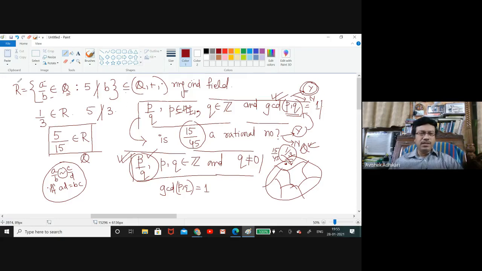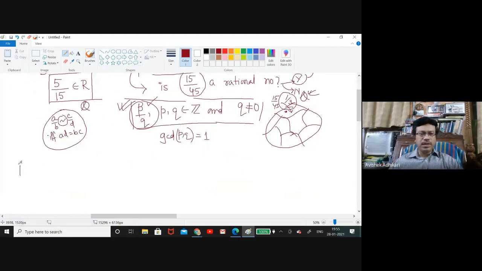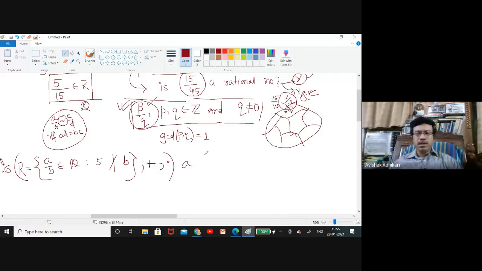Now, is this R a ring? This R, as I defined earlier, is of the form A by B belongs to Q, such that 5 does not divide B. With respect to the usual addition and multiplication of rational numbers, is this a ring? What will be your guess? How to show whether this is a ring or not? What to show and how to show?